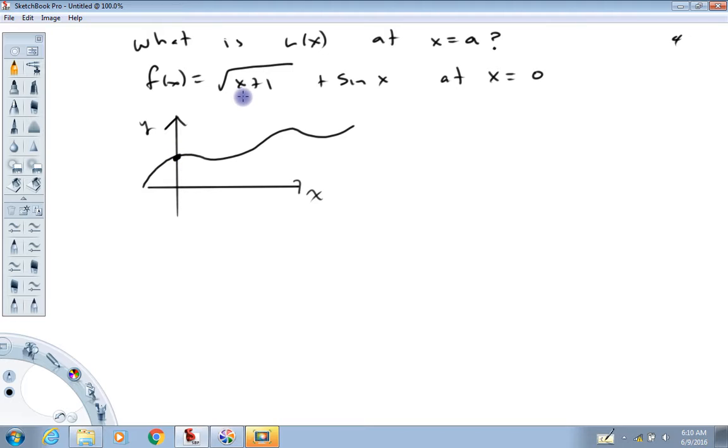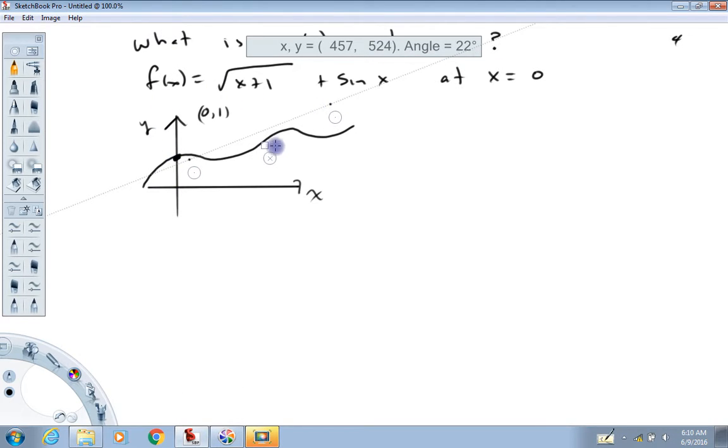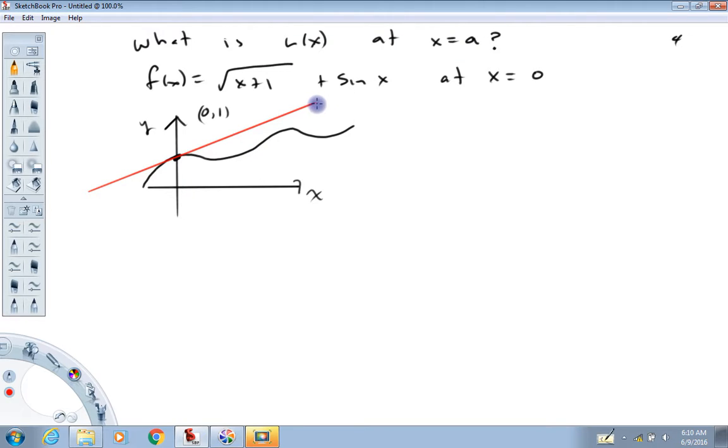If I put a 0 here, this is going to be a 1, and sine of 0 is 0. So this thing goes through the point (0, 1). I'm going to go ahead and sketch the tangent line at that point. I like to put my tangent lines in red for some reason. So there's the tangent line, and this tangent line can be written in the form y equals mx plus b, and this is what we're looking for. This is the linear approximation of this function right in this region.